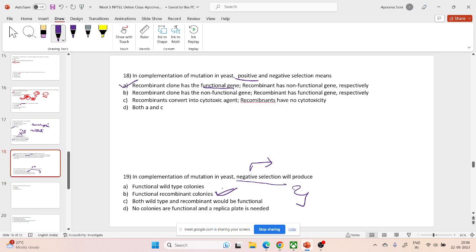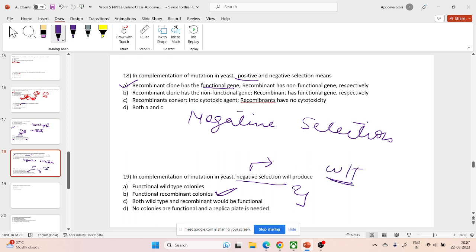Ma'am, the wild type would never be able to function because they produce this toxic substance and all that, right? So how can we obtain a functional wild type? You are correct. Good point that you have raised, that in negative selection, sorry, I think I got confused with this. Yes, he's saying correctly that in negative selection, wild type colonies will never be functional because in the wild type colony that cytotoxic gene is present. So the answer would be functional recombinant colonies also. Correct. Good.